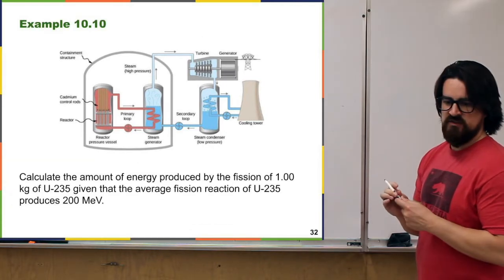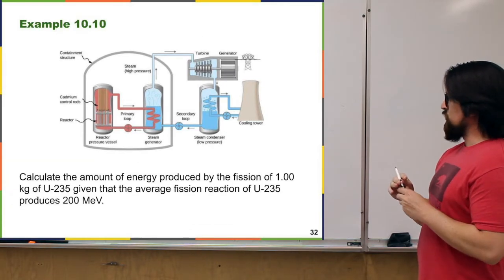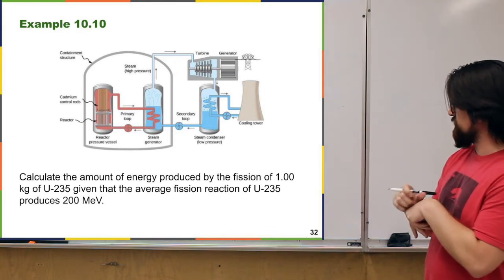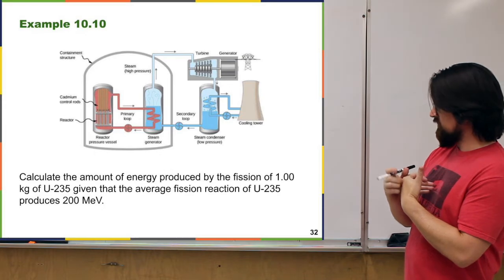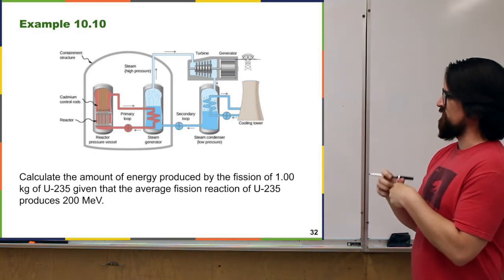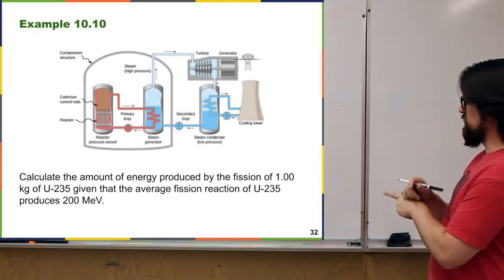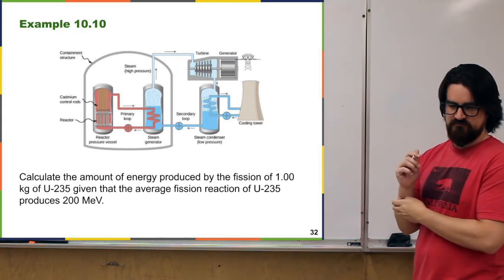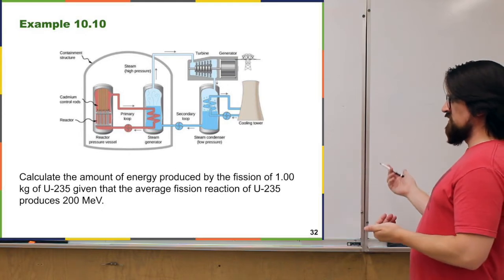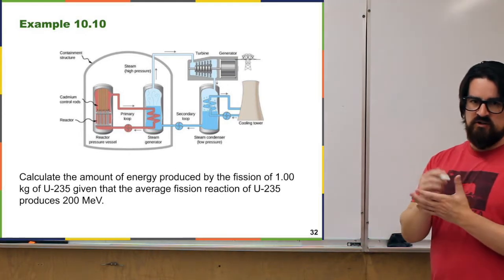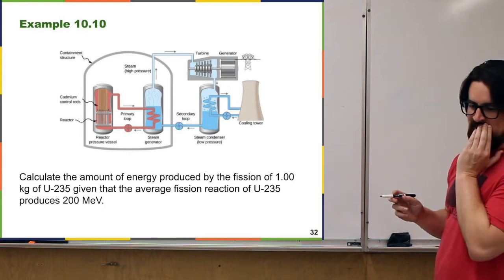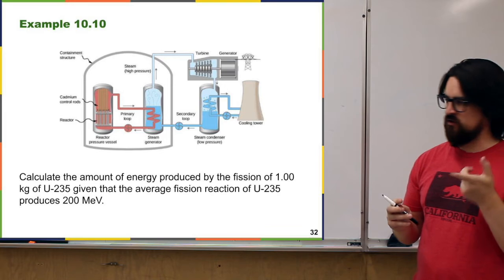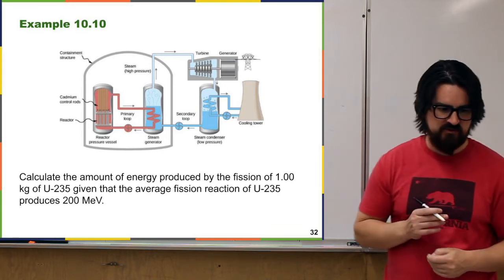Let's do an example then, having to do with this nuclear power, fission, that good stuff. So you want to calculate the amount of energy produced by the fission of 1 kilogram of uranium-235, given that the average fission reaction of uranium-235 produces 200 mega electron volts. Pretty much we just need to know how many uranium-235 atoms there are in 1 kilogram, and however many atoms there are, multiply that by the average energy released per fission, at 200 mega electron volts.